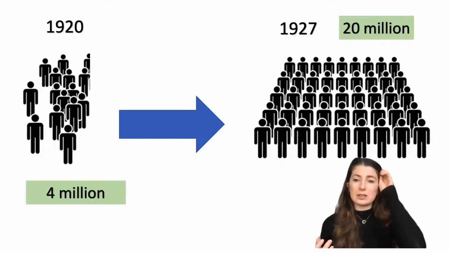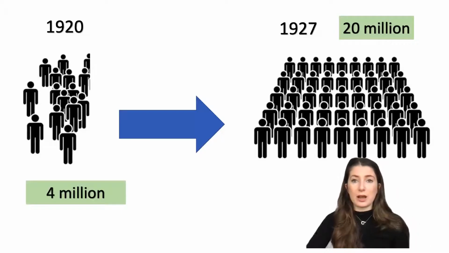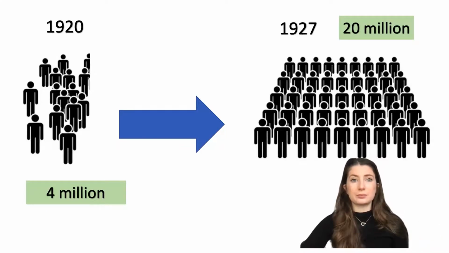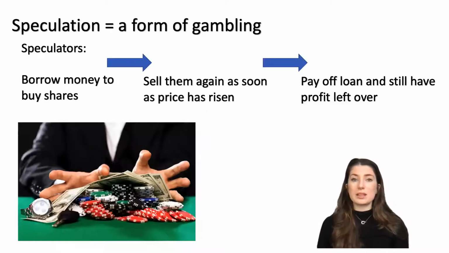Now, in 1920, there had only been 4 million share owners in America. By 1929, there were 20 million out of a population of 120 million, although only about 1.5 million of this 20 were big investors. So people who did this for a living, companies that actually specialized in doing this. Around 600,000 new investors were speculators.